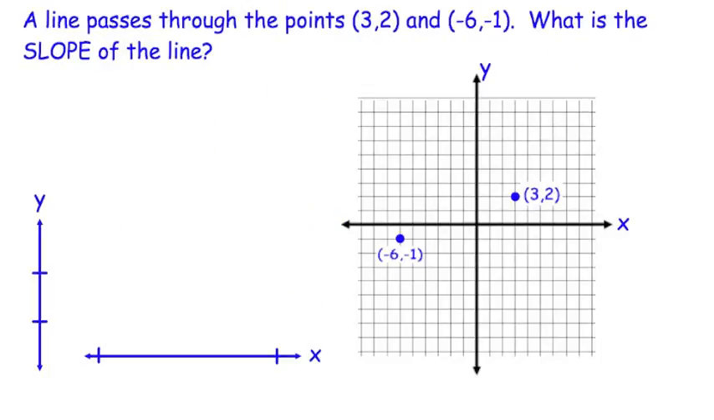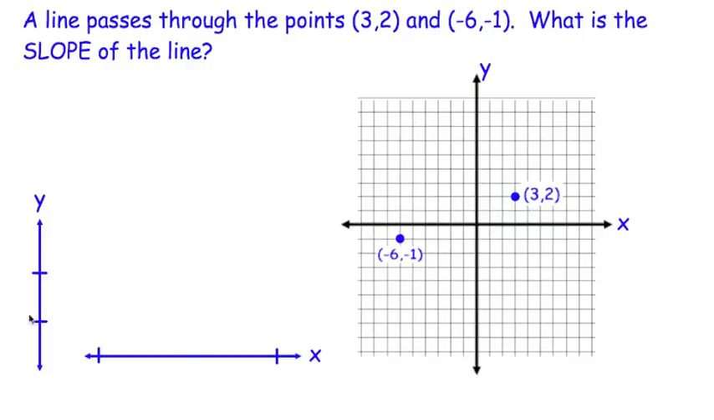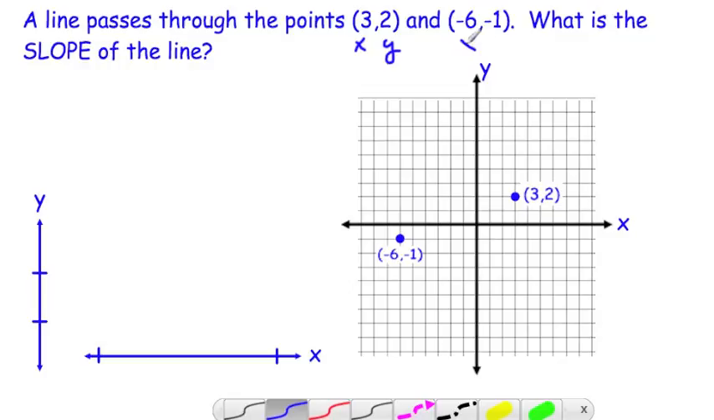Same problem as this. A line passes through the points (3, 2) and (-6, 1). Same exact problem. What is the slope of the line? Now, we're not going to count it out anymore up here. X, Y, X, Y.